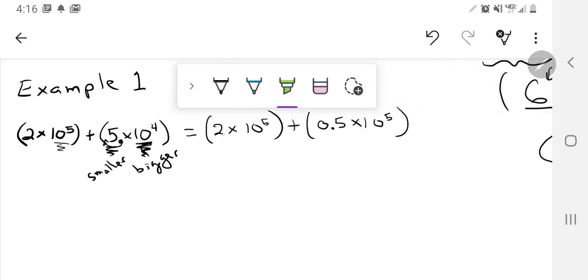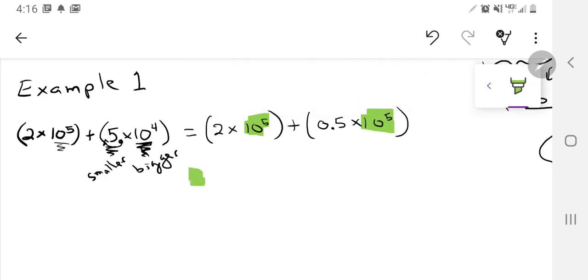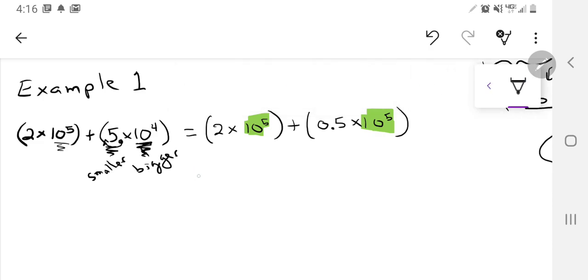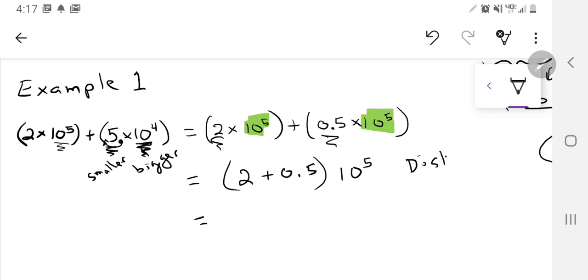Now we have a common factor. So what we can do is we can pull that factor outside, 10 to the 5th. And what remains inside are the 2 and the 0.5, which is being added. So 2 plus 0.5. And then we simply, so that was, well, what did we do there? We did distributive property.